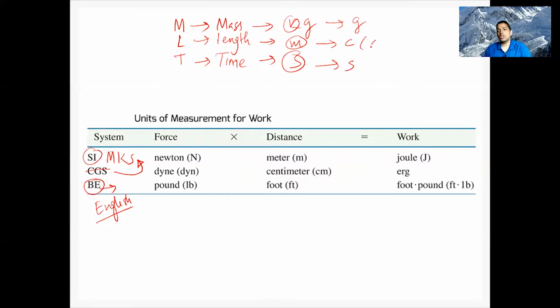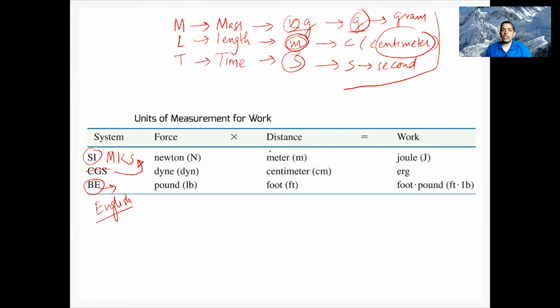Similarly, CGS stands for C, G, and S. C means centimeter, where MKS has meter. G is for gram, where MKS has kilogram, and S is for second. This kind of system is called the CGS system of units.